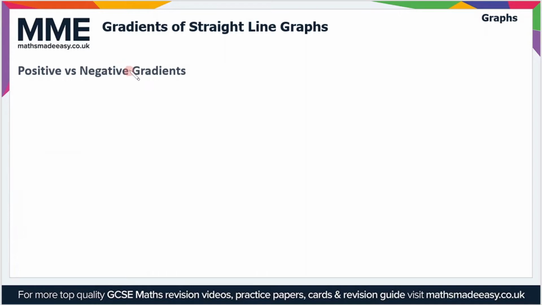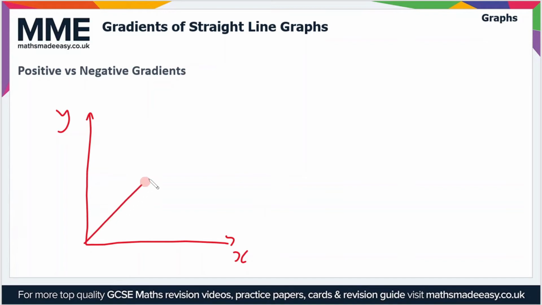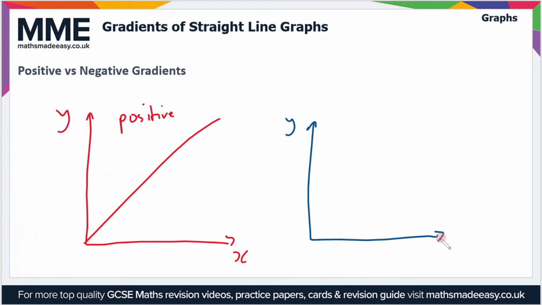Moving on then, let's have a look at positive versus negative gradients. In the example before there was a positive gradient. If I draw some axes, this is the x-axis, this is the y-axis, as the x value increases, so that's going right, the y value also increases, so you get a shape that goes upwards like this. That's a positive gradient. But if we go to a negative gradient, I'll draw the axes again, that's y, that's x, this time as x increases, y decreases, so that's a negative gradient.